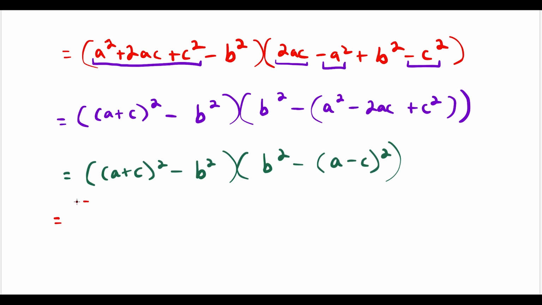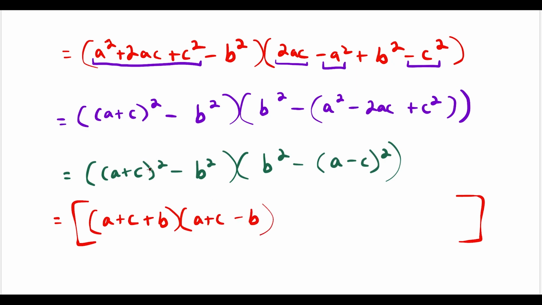I'm going to put a bracket here because this is going to be a massive expression. Let's deal with this one first. Think of this as p squared minus q squared again, but p is now equal to a plus c, and q is equal to b. We're going to have (a plus c plus b) times (a plus c minus b). So notice we're using the difference of two squares formula again. And then in this parenthesis over here, we're going to have (b plus a minus c), and then (b minus a minus c). So this part will close here.